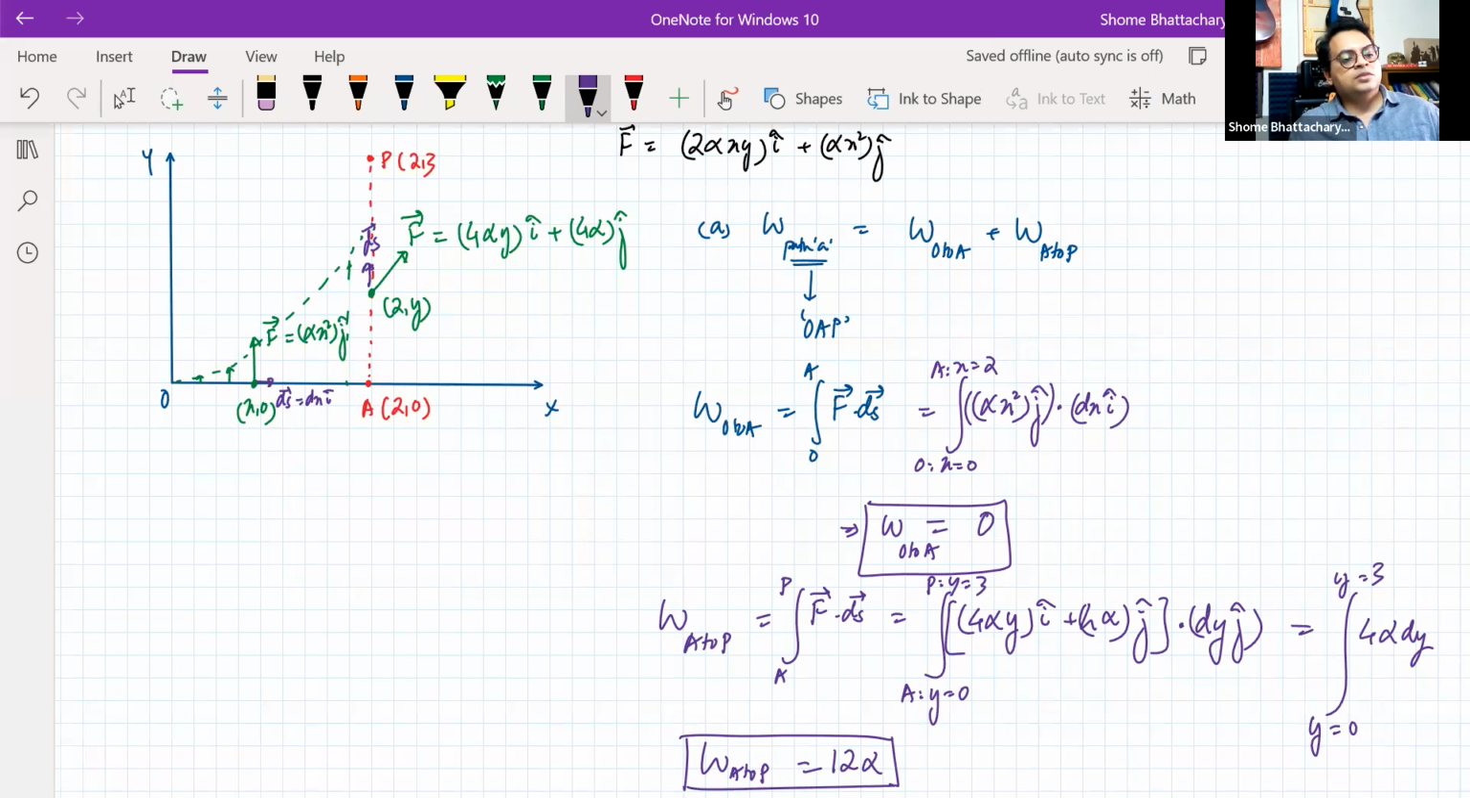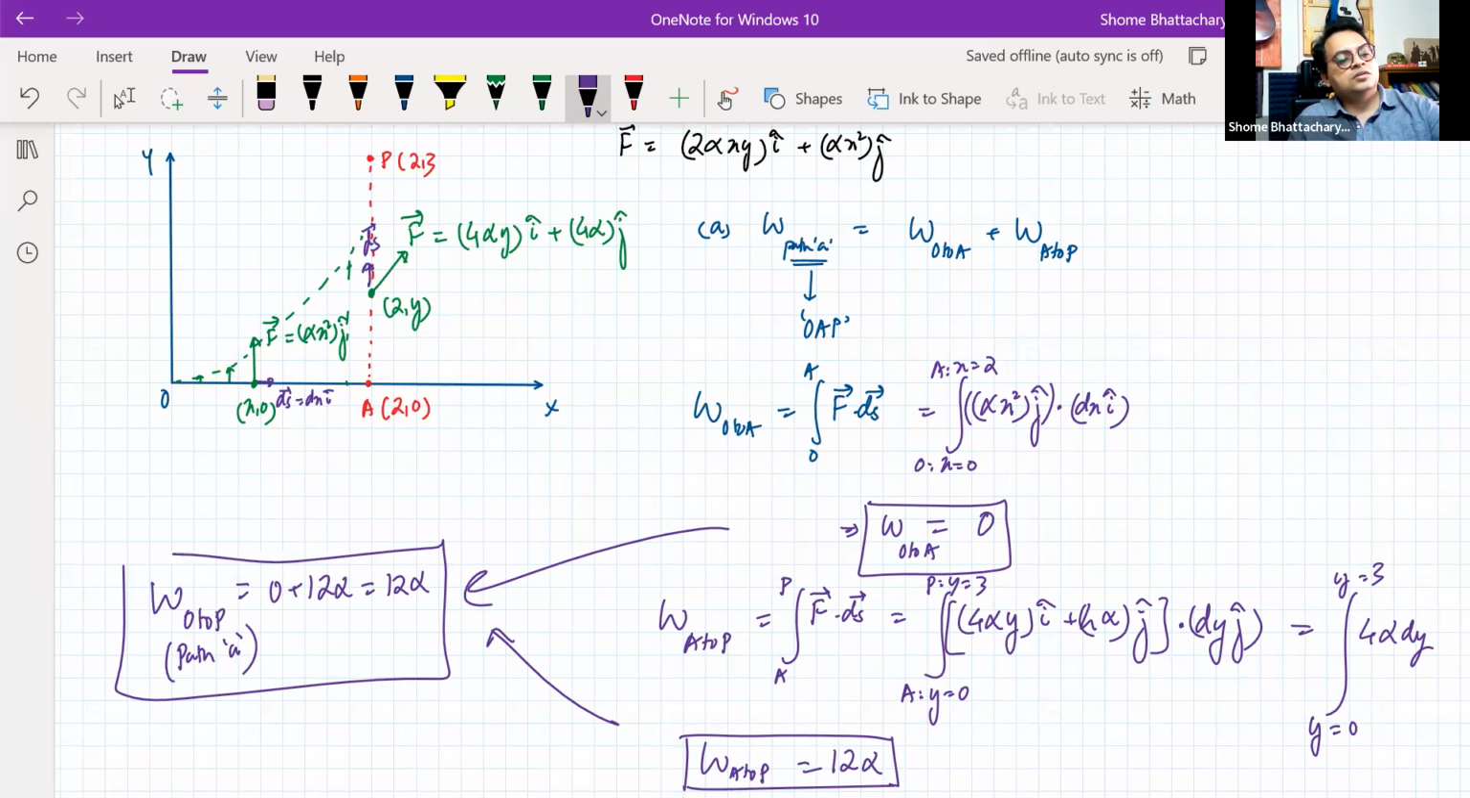Okay. So now from this and this we can see the work done from O to P by path A. That work done comes out to be how much? It comes out to be 0 plus 12 alpha. So whatever that alpha is, this is the work done you choose.